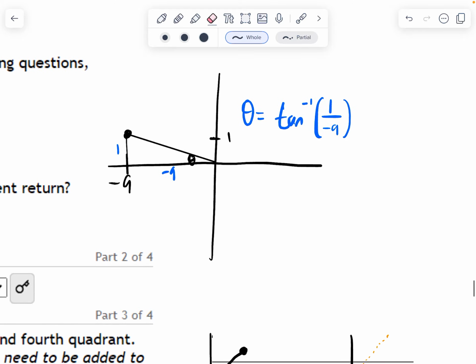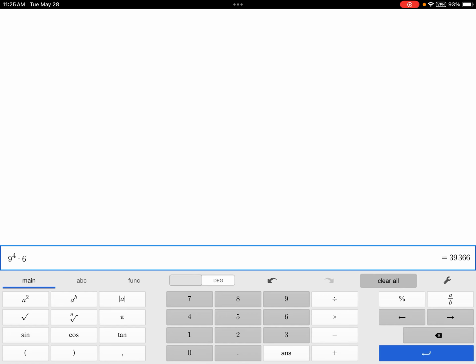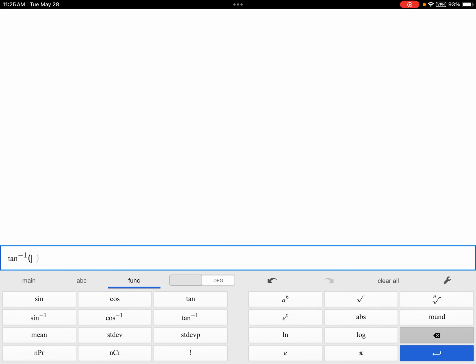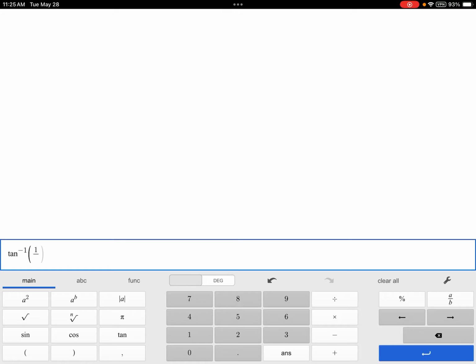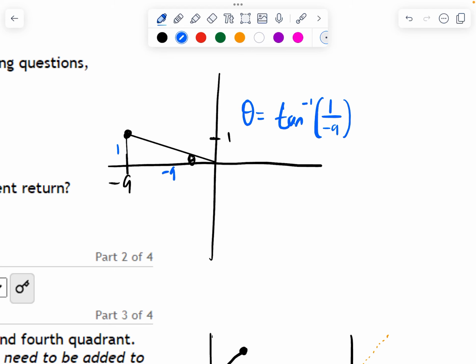So if we put this into the calculator, we say, okay, inverse tangent of 1 over negative 9. And we see this, and it gives us back a negative angle. I'm just going to round this to the nearest whole degree, makes it a little easier to work with, so negative 6 degrees. And you're like, how do negative angles work?